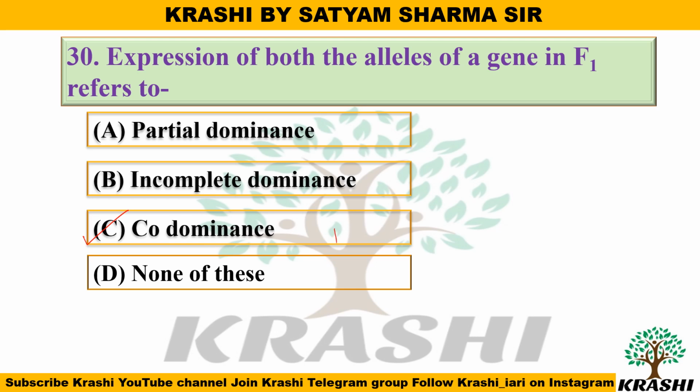For example, the blood groups. Here both the alleles express themselves. In case of incomplete dominance, the dominant allele does not completely mask the effect of the recessive character. Thus, a mixture of characters is present. For example, the flower color of snapdragon.